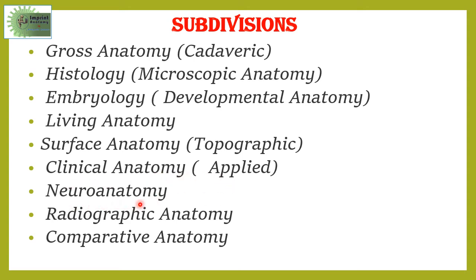Neuroanatomy deals with the brain and the spinal cord. Radiographic anatomy is obviously the imaging techniques like plain radiograph, CT, MRI, which you are supposed to study under radiographic anatomy. The comparative anatomy, for UG it is not that important. For PG, in comparative anatomy, we have to compare human anatomy with other animals. So that is comparative anatomy.